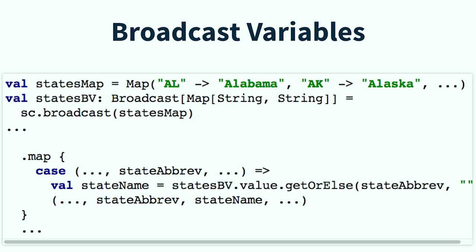Here's an example. We have our states map, which is a map of keys to values, including the abbreviation for a state and the name of the U.S. state. And then we have the state's broadcast value, which is a broadcast representation of that map.